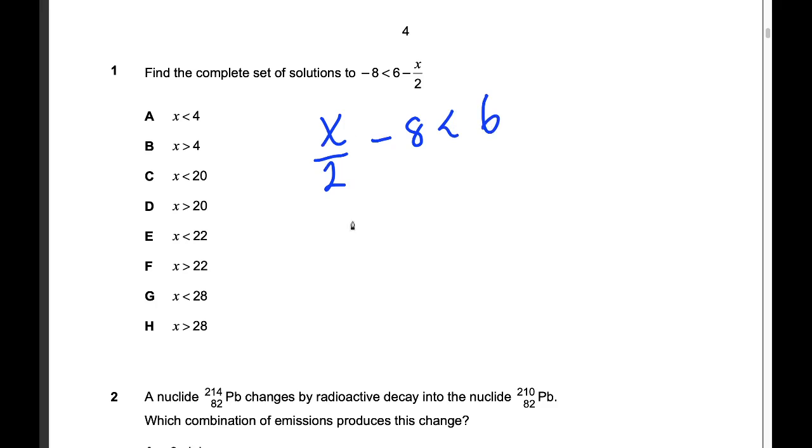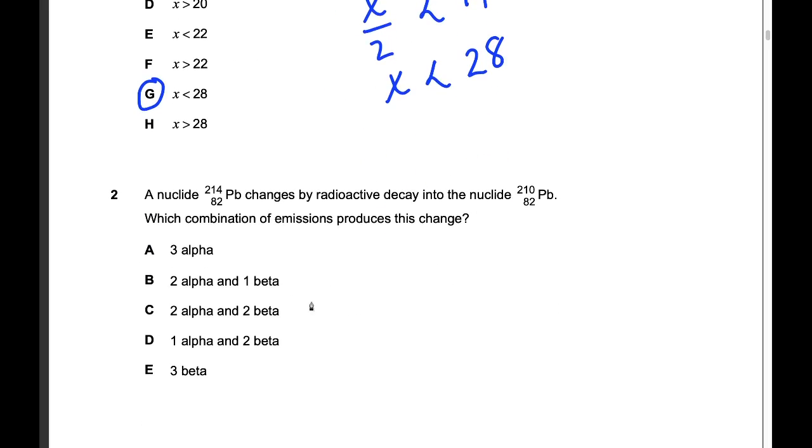So I've just moved the x minus 2 over to the other side. Now I'm going to add 8 to both sides. Okay. So that becomes 14. And lastly, I'll multiply by 2, so it'll be x is less than 28. Okay, not too bad. Quite a simple first question.